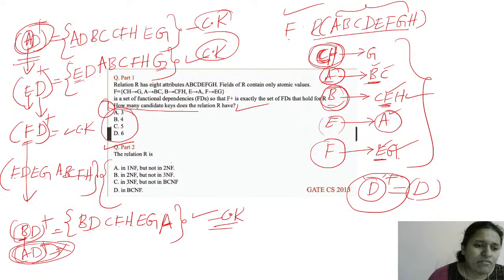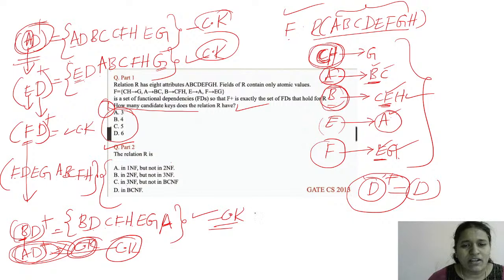Whenever we are getting repetition, we have to stop finding the candidate keys. If we continue, we will only get the same candidate keys again, not new ones. Here AD we are getting again.